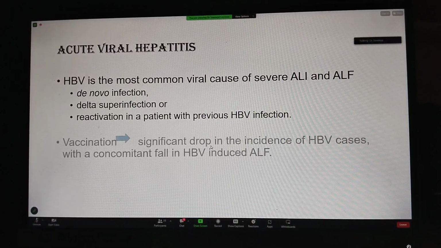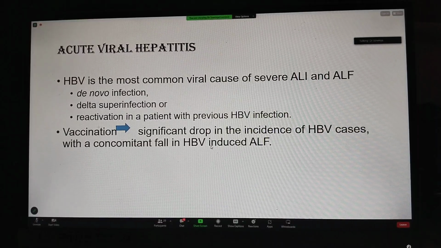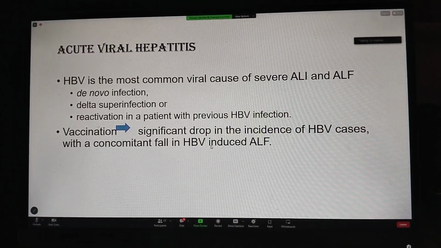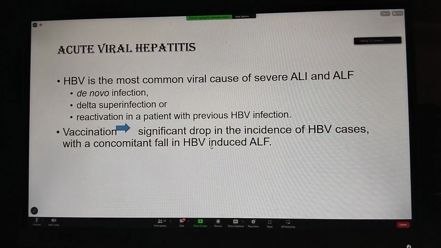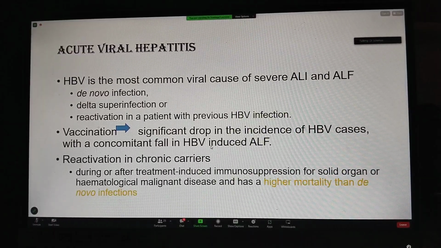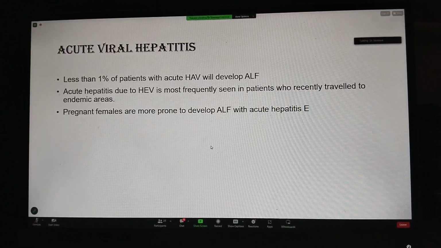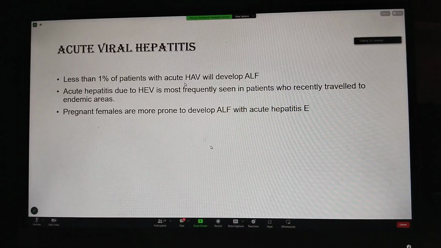However, since vaccination programs have been successfully implemented, there is a significant drop in the incidence of hepatitis B virus cases and concomitantly a fall in ALF secondary to hepatitis B infection. Reactivation can happen in patients receiving chemotherapy or immunosuppressive therapy for a malignant disease or rheumatological diseases, and such patients have higher mortality than de novo infections. Less than 1% of patients with acute HAV will usually develop ALF.